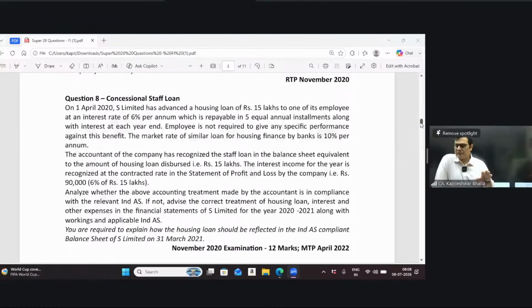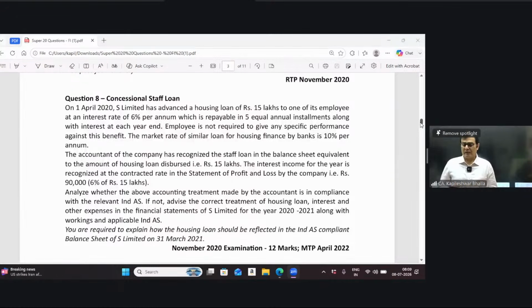Is it in compliance with the relevant Ind AS? If not, advise the correct treatment of the housing loan, the interest and the other expense. Other expense means the prepaid staff cost, which you will get. In the financial statements for the year 2021, along with workings and applicable Ind AS.